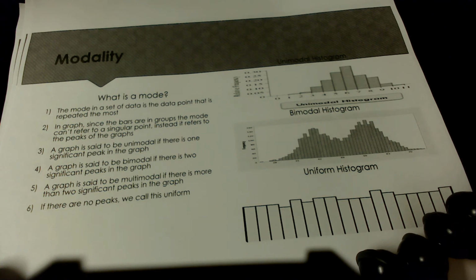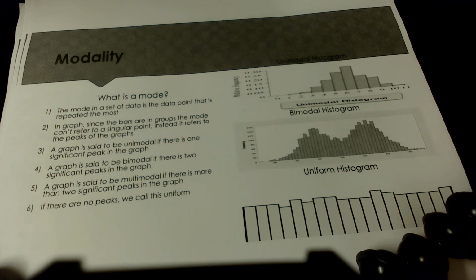The mode in a set of data is the data point that is repeated the most. So when you see a set of data and you see like 15, 15, 15 repeated like 8 times, that's the mode. In a graph, though, we don't always see the actual data behind it. So for us, when we see a graph, the mode can't refer to a singular point. It refers to the peaks of the graph. So essentially, when the graph pulls up and pulls back down.